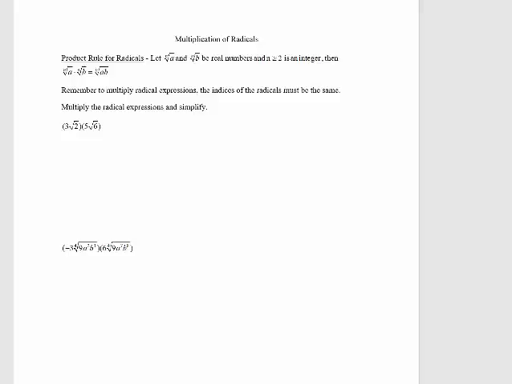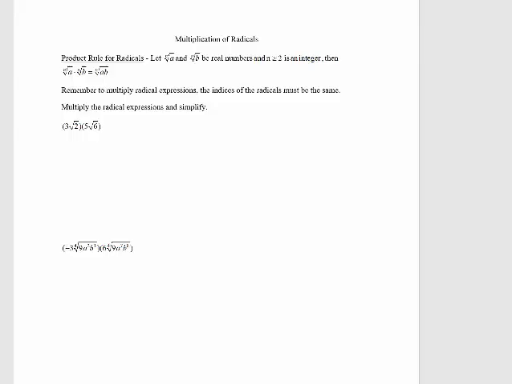In this video, we're going to talk about the multiplication of radicals. Before we do that, let's talk about the product rule for radicals. Let the nth root of a and the nth root of b be real numbers, and n greater than or equal to 2 be an integer. Then the nth root of a times the nth root of b is equal to the nth root of ab.